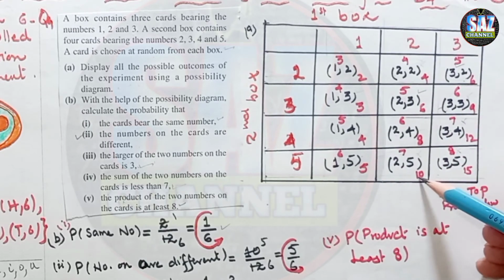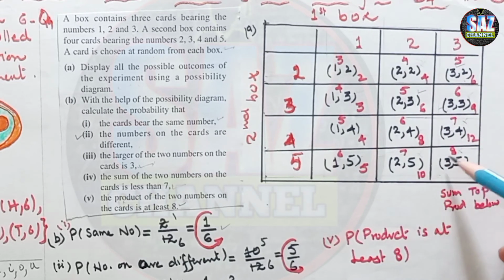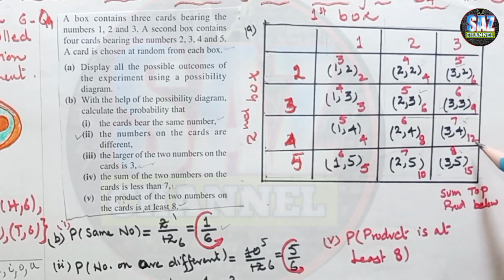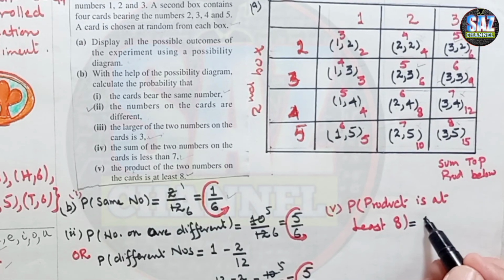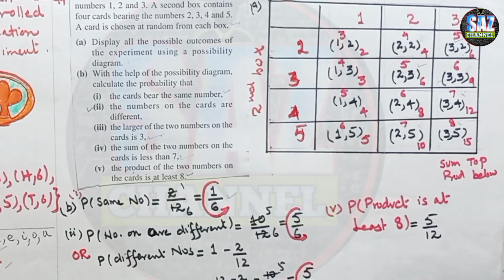This is the second chance. Then this is the third chance, fourth chance, and fifth chance. So there are 5 chances where the product is at least 8. Let me confirm this as well. Look, this is the product.